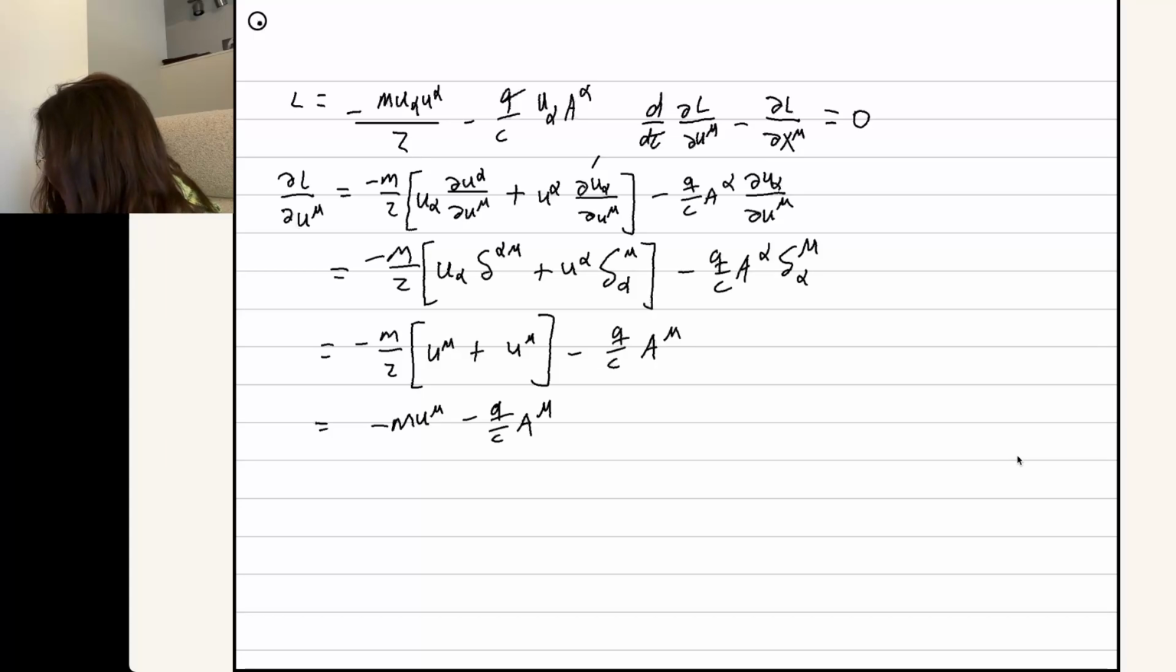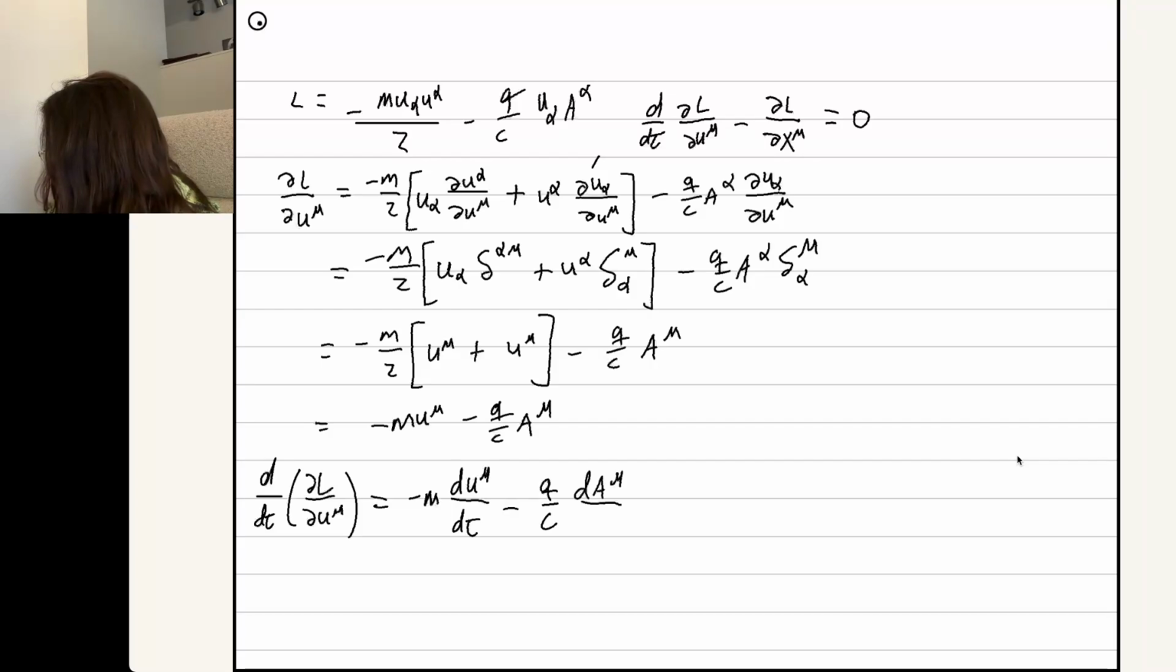And so we can write this as just minus m u^μ, adding up the u's, minus q over c A^μ. But then we still need to take the time derivative of that, d/dτ of ∂L/∂u^μ. So we get minus m du^μ/dτ minus q over c dA^μ/dτ.